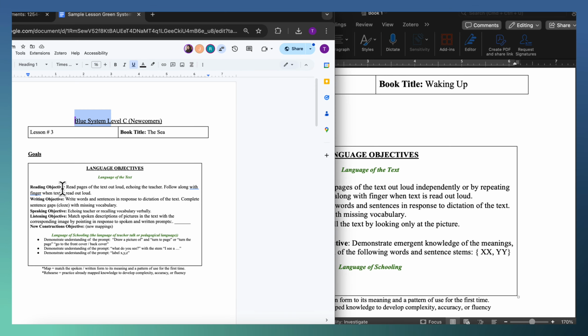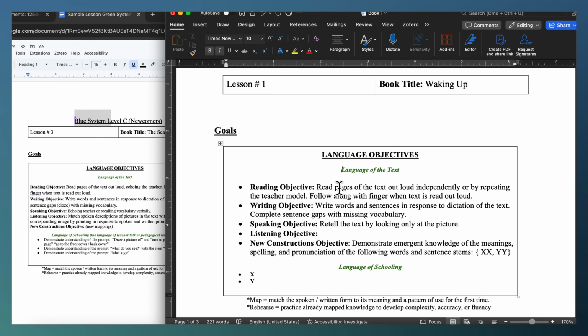All right, so read the pages out loud, echoing the teacher. Follow along with your finger when the text is read out loud. All right, that's the reading objective. Read the pages of the text out loud independently or by repeating the teacher model. Follow along with the finger when the text is read out loud. Okay, so they are saying the exact same thing. All right, and there's enough flexibility in this language objective for a slightly more advanced learner who wants to take their own initiative, but also for a learner who really needs some very basic scaffolding.